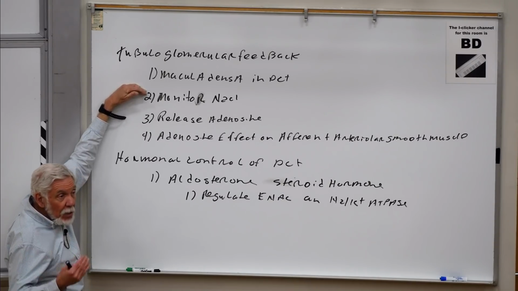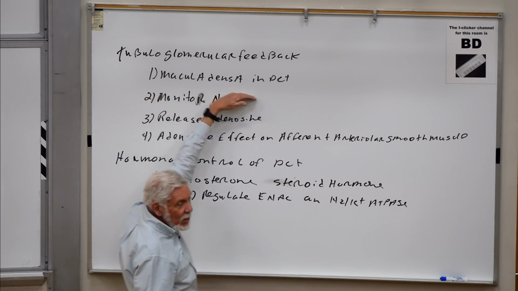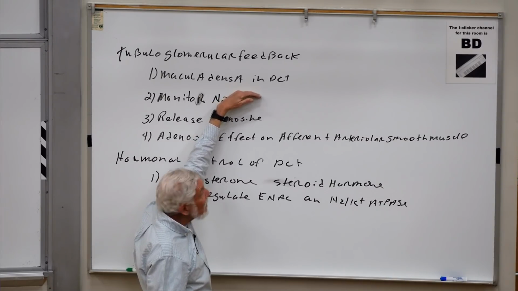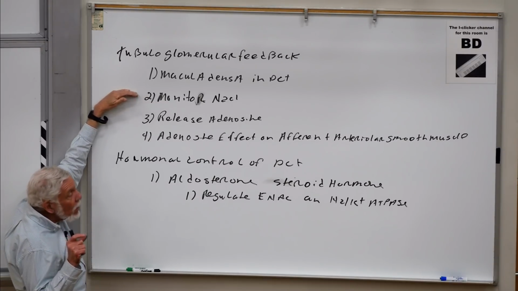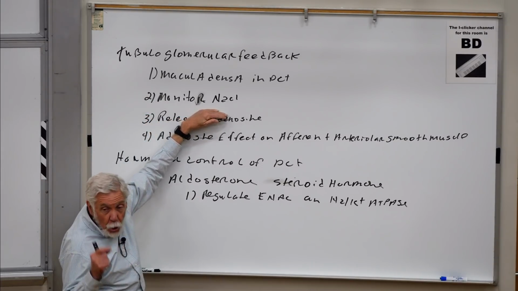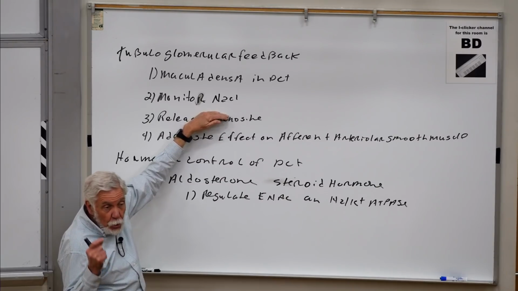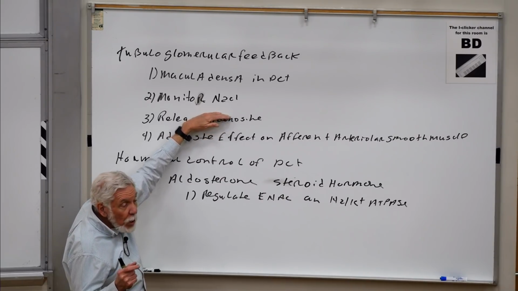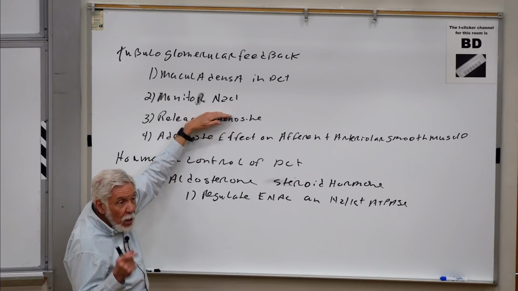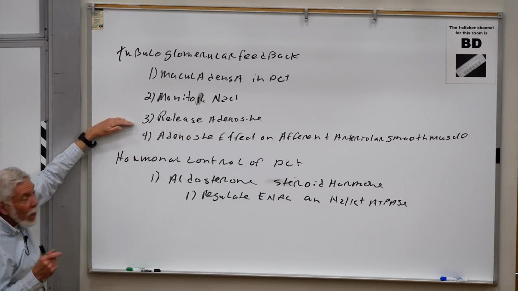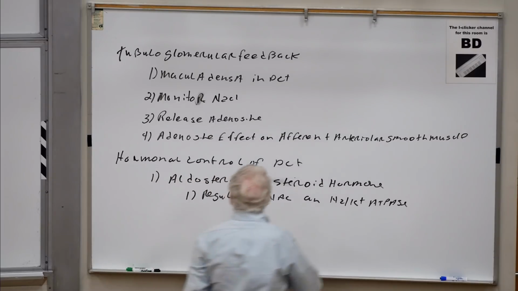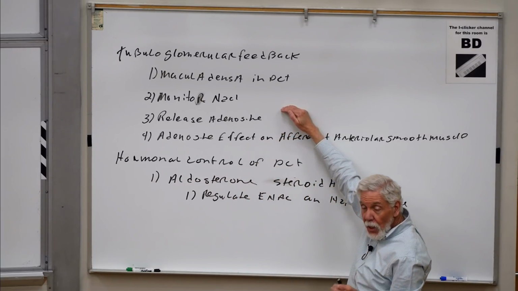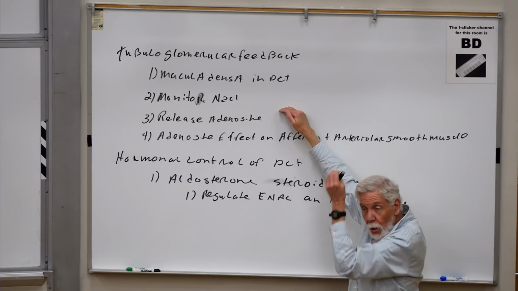These specialized epithelial cells have a name. They're called macula densa cells. These macula densa cells are actually a kind of sensory cell. What they're doing is they're monitoring the concentration of sodium chloride in the distal convoluted tubule. The concentration of sodium chloride in the distal convoluted tubule serves the role as being a kind of proxy for glomerular filtration rate.